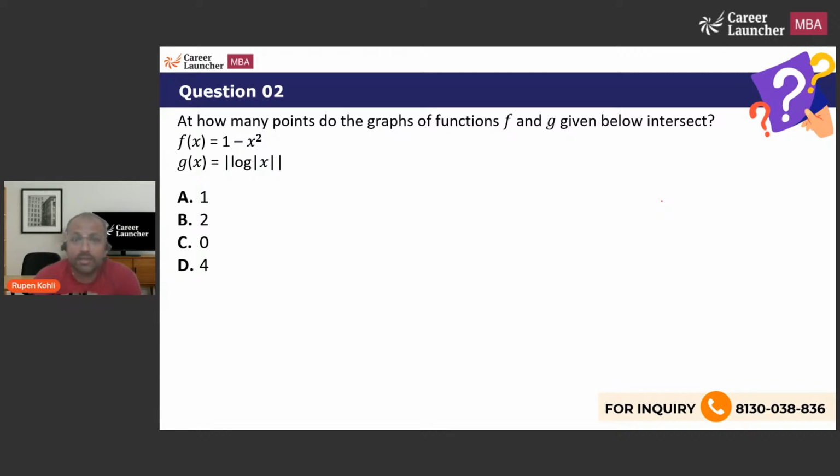How many points do the graphs of functions f and g given below intersect? The first function is f(x) equals 1 minus x square. The second one is g(x) equals mod of log of mod x.